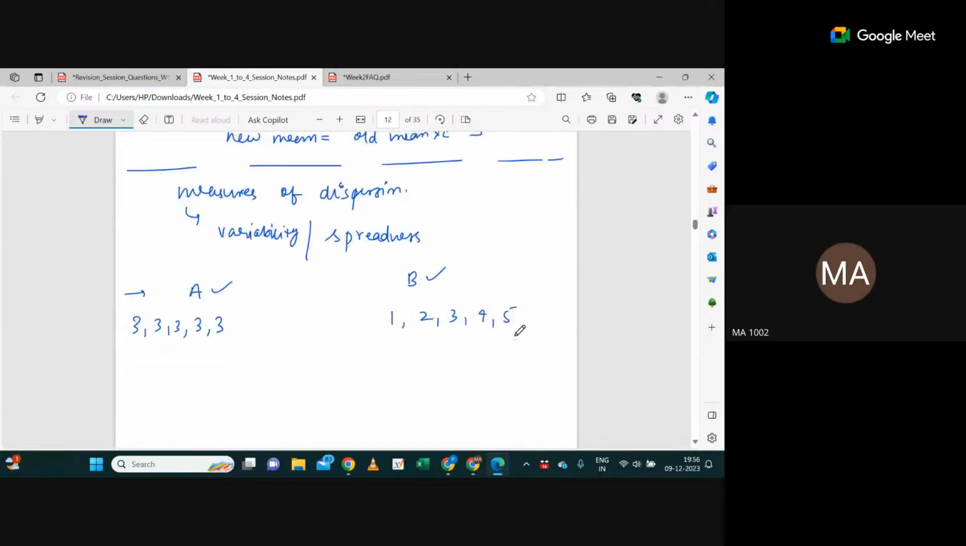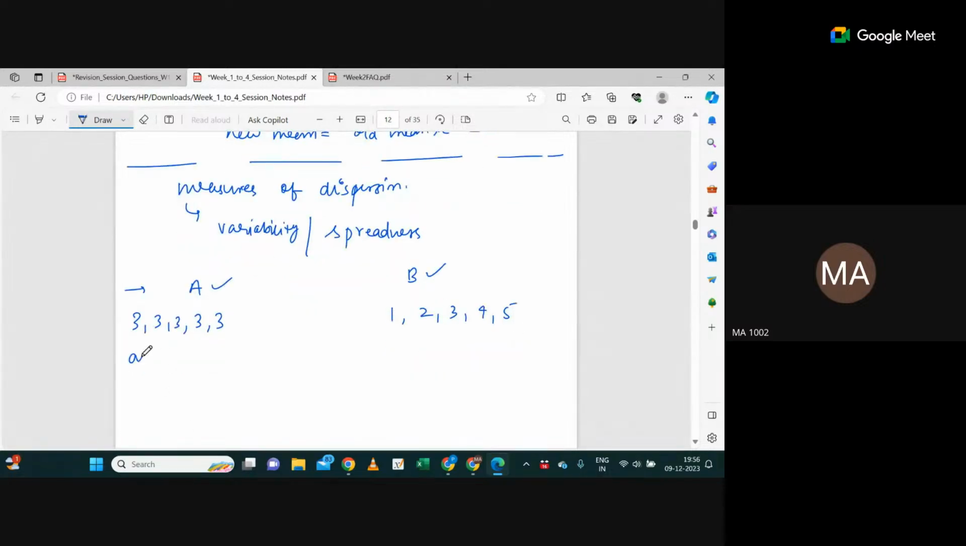Now, what is the average annual package? It's 3, and for this, it's again 3. Yes or no? The mean for these two data sets is the same, 3 and 3, right? Suppose I come to you and tell you the average annual package for college A and college B is the same, which is 3 lakh. In reality, is it true? Are the annual average packages the same?